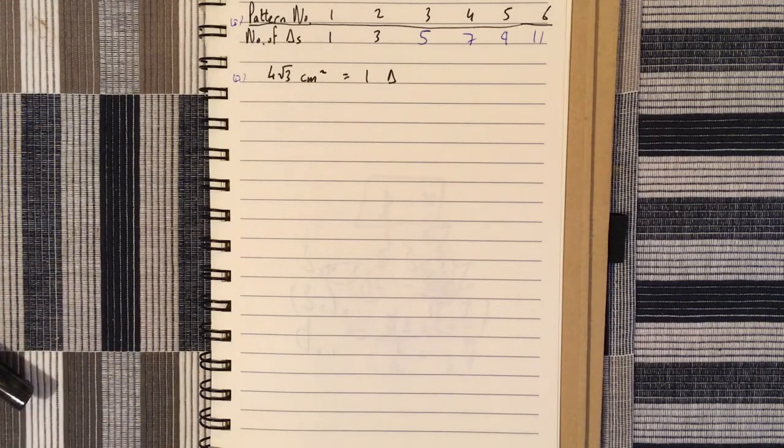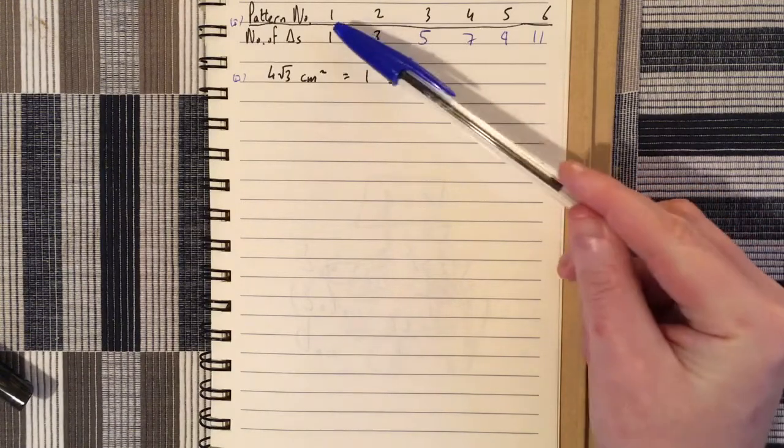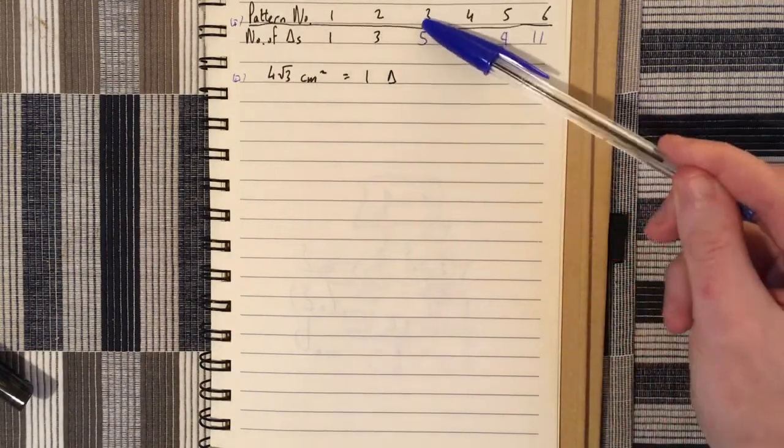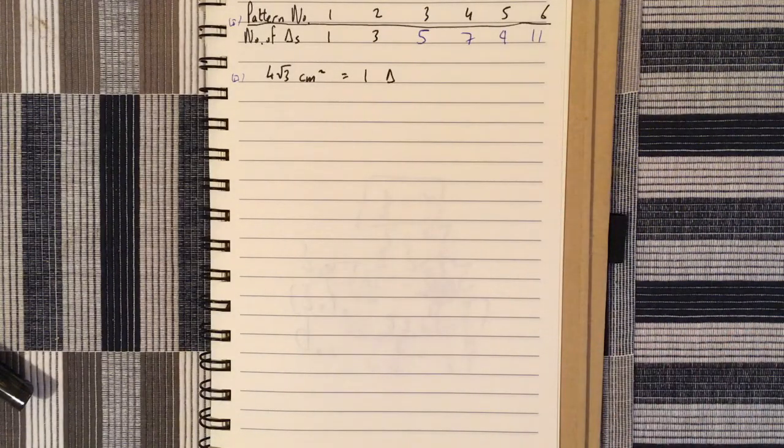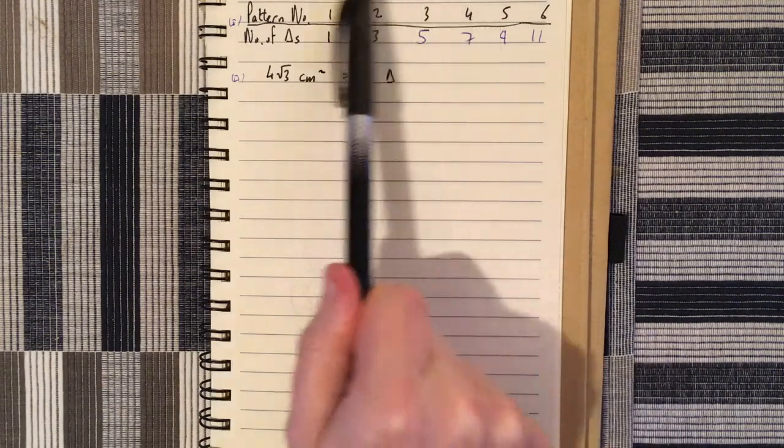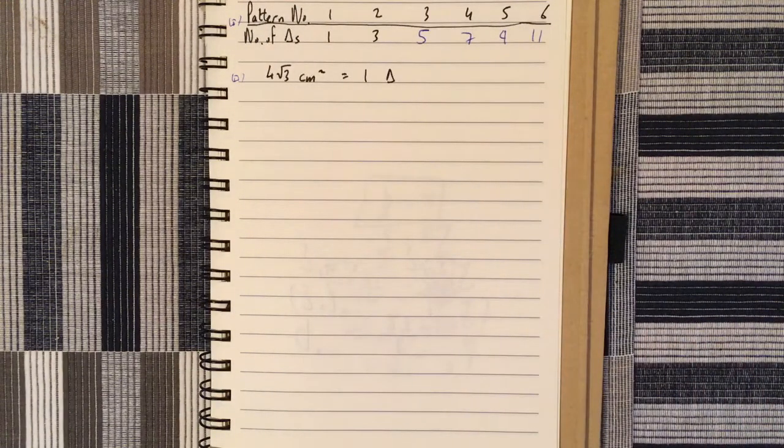So it is how much area would be taken up by the first pattern plus the second one plus the third one plus the fourth plus the fifth plus the sixth all the way up to the 15th. Okay, so it's not just the 15th stage, how many triangles are in that multiplied by 4√3. You would need to get the area of each stage and add those together.